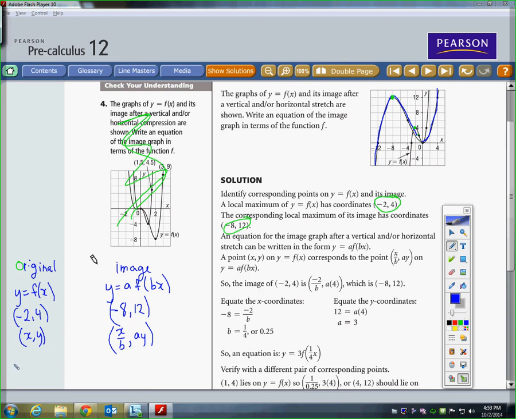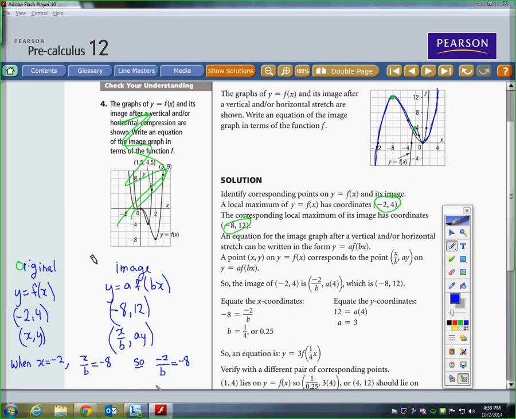Like I'll say, okay, so when x is equal to negative 2, then this x over b is equal to negative 8, right? Now, this x is the same as that x, so I can look at x over b equals negative 8 and just substitute a negative 2. So I'll say negative 2 divided by b is equal to negative 8.